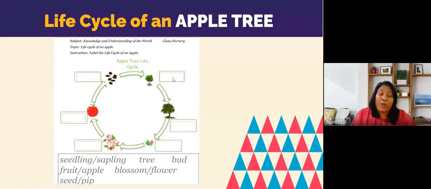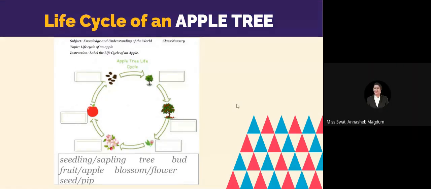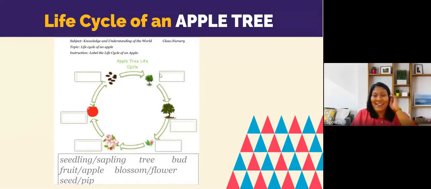Tree. Okay, tree. All right. What should go here? If that's a tree, then that's sapling and next tree. Okay. So this should be a sapling. You have words below: seedling, sapling, tree, bud, fruit, apple blossom, flower, seed, and pip. If this is tree, what is this then? The third box.